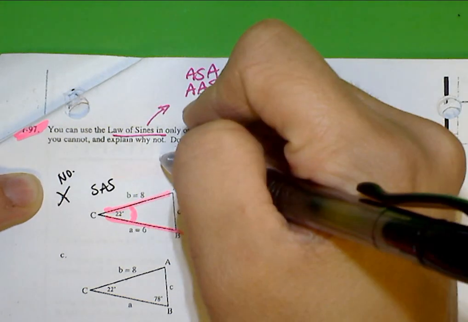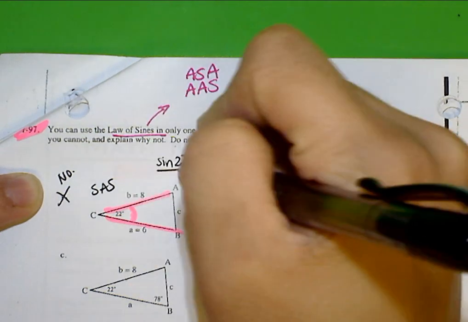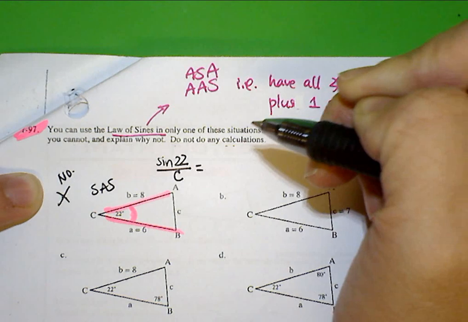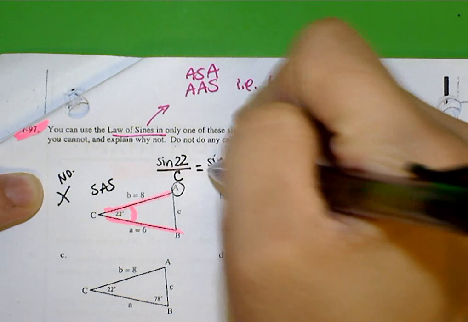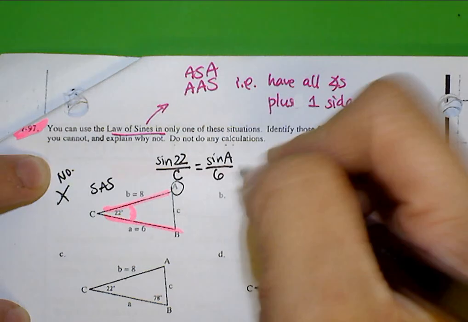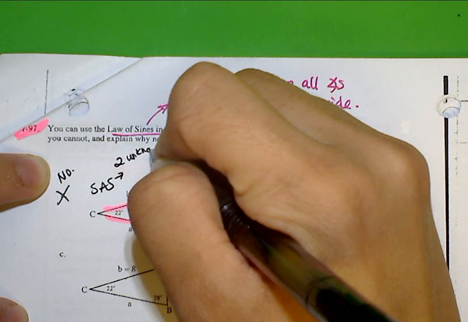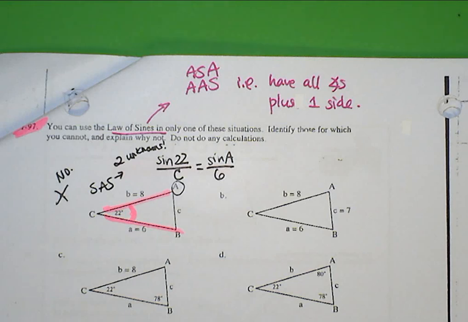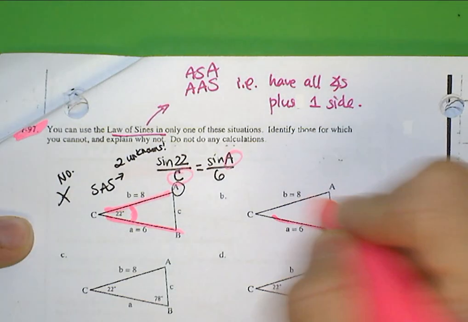If I say the sine of angle 22 over the opposite side c equals, say I'm trying to work on A, sine of A over the opposite side 6. But the problem is now I have two unknowns, the c and the A, and I can't solve one equation with two unknowns. If I have one equation, I need one unknown. Here we have a, b, and c, we have all the sides.